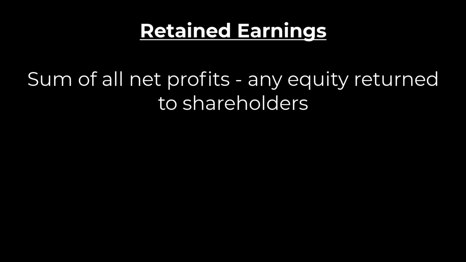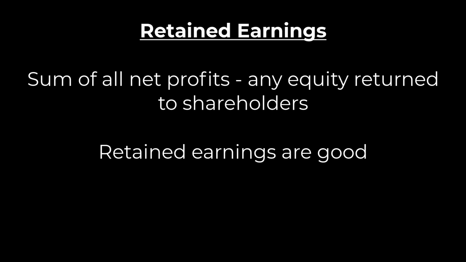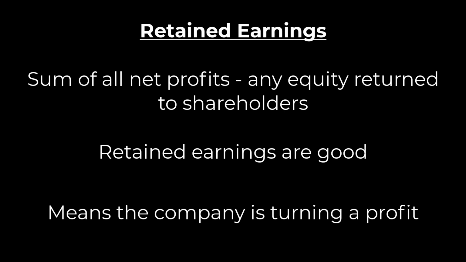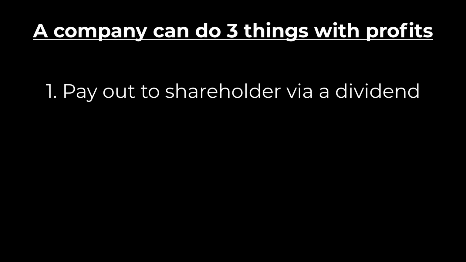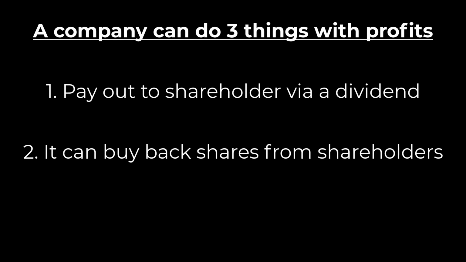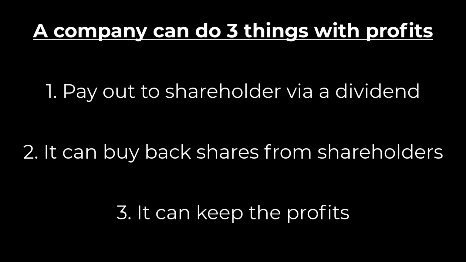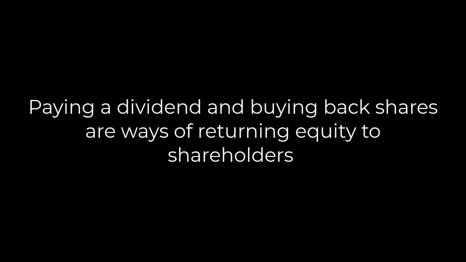Retained earnings is the sum of all the net profits that the company has earned minus any returned equity to shareholders. If a company has retained earnings, this is a good thing. It means the company is turning a profit. When a company makes a profit, it can do three things with it. It can pay out the profit to shareholders via a dividend, it can buy back some of its shares from shareholders, or it can keep the profits. Paying a dividend and buying back shares are ways of returning equity to shareholders.